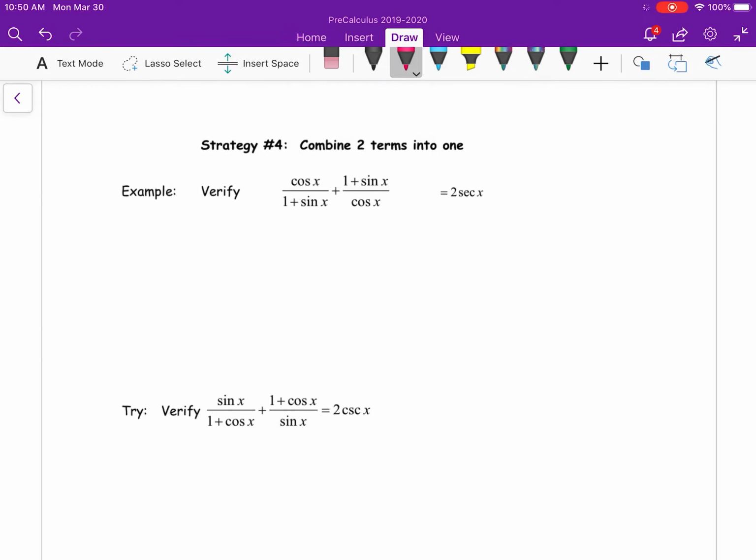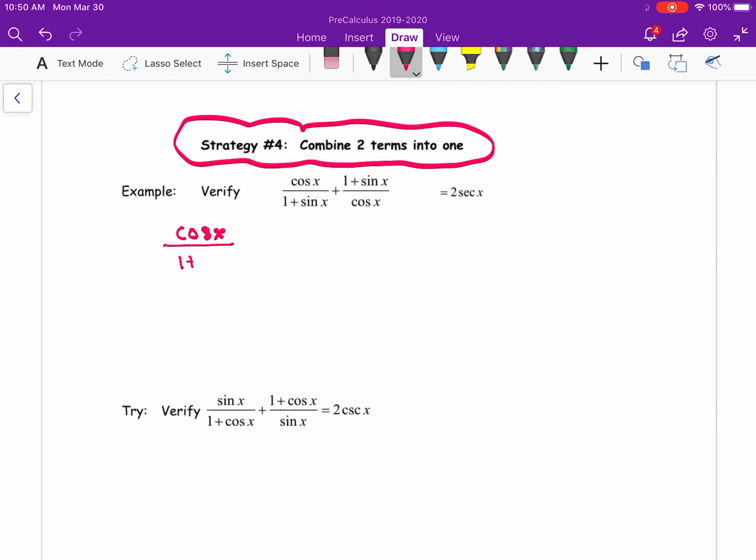All right, so strategy number 4 is combining two terms into one. So this would mean actually getting a common denominator because we don't have one. So if I rewrite this problem, and think about what I need to make a common denominator, this guy needs a cosine x over cosine x, and this guy needs a 1 plus sine x over 1 plus sine x. And then we're trying to get that all equaling this.